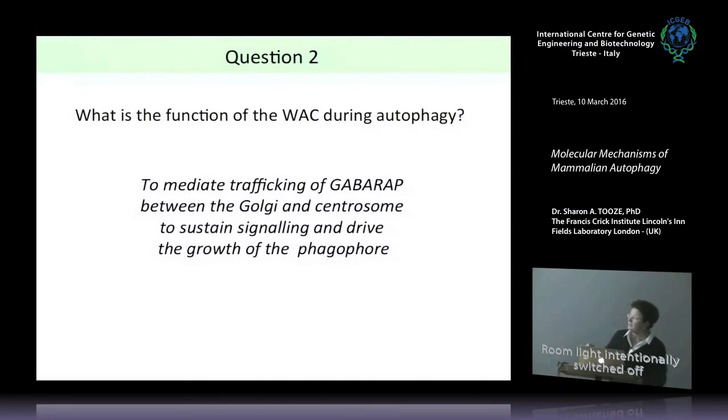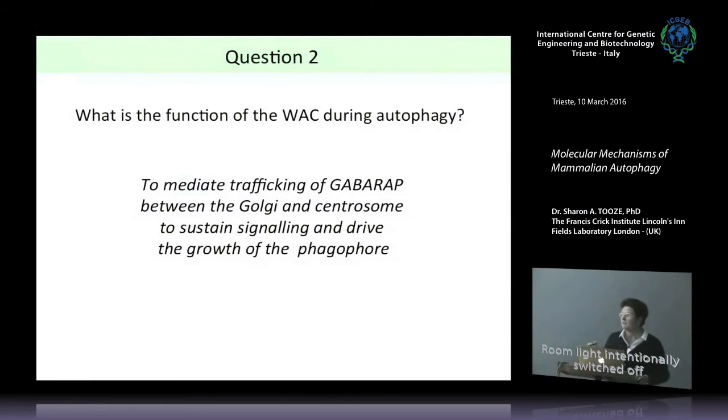And the answer, and I'll show you the data, is to mediate trafficking of one of the LC3 family members, GABARAP, between the Golgi complex and the centrosome. We think this is to sustain the signaling of the autophagosome pathway. So it's a regulator: it increases LC3 spots by regulating a signal, not by actually mediating expansion of the membranes. But this sustained signaling drives the growth of the phagophore.